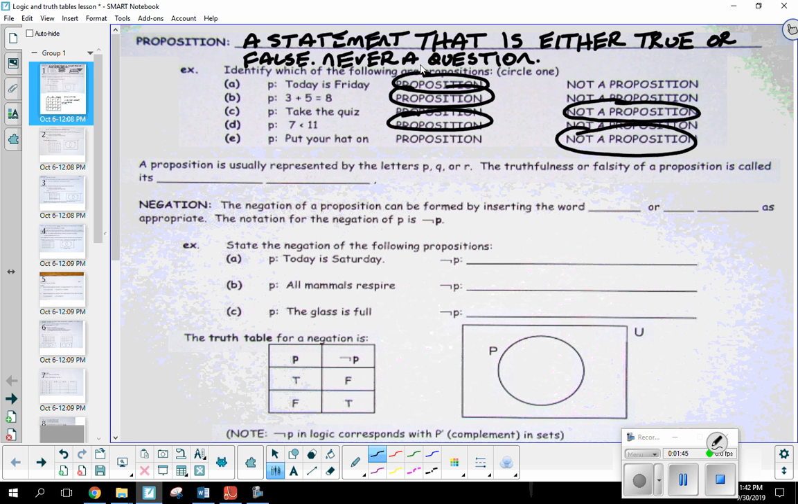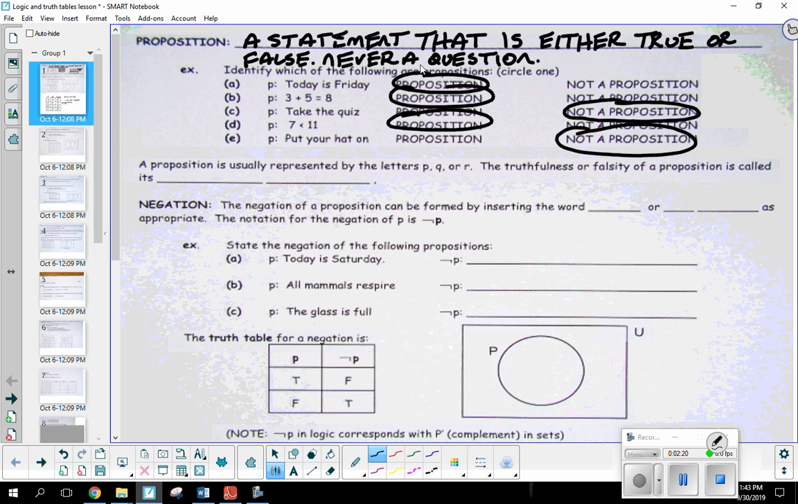What would be an example of a mathematical command? Maybe something like performing a particular operation, like multiply 2 and 8. It's a statement, but you're telling somebody to do something. Or is the product of 2 and 8 16? That's a question. A proposition is just a flat statement. Could be true, could be false, and that does not matter.